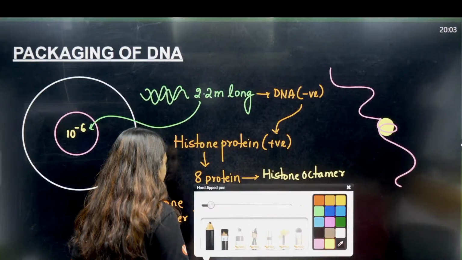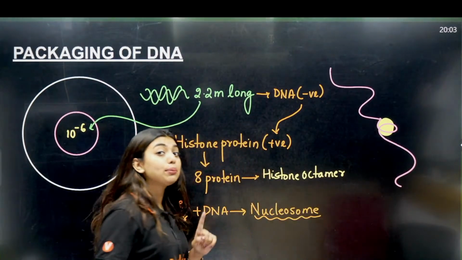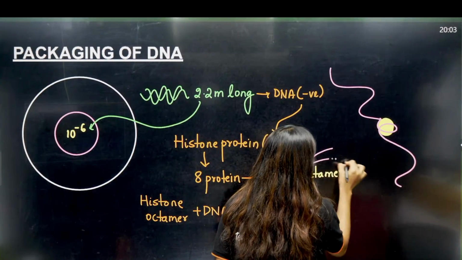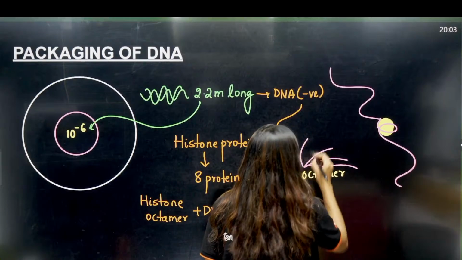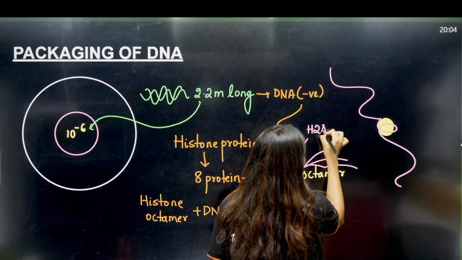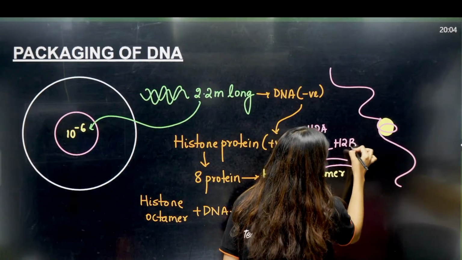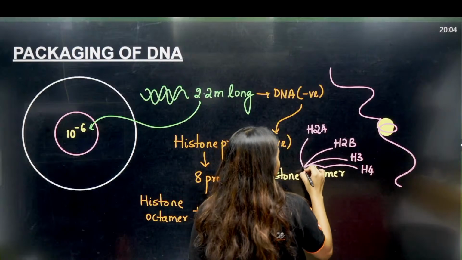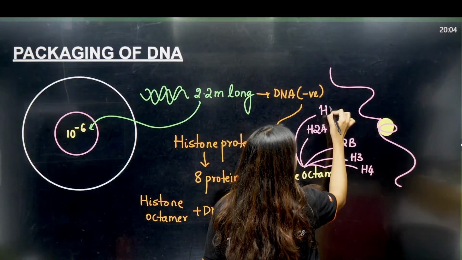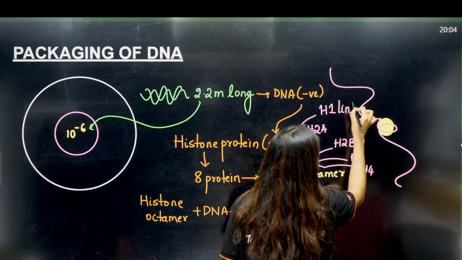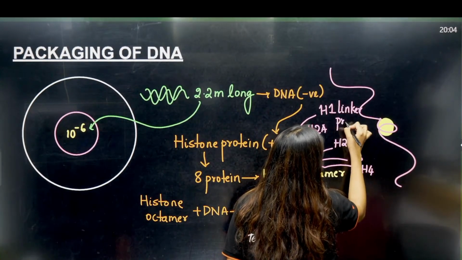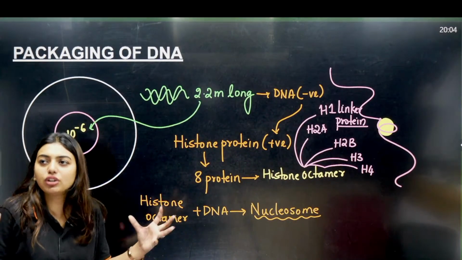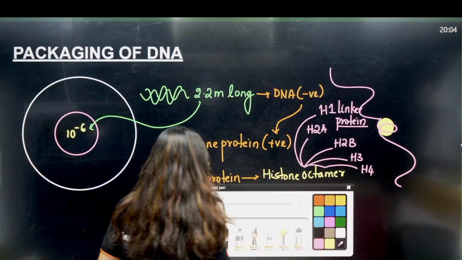So now, students, remember that this histone octamer is not just made up of one protein. There are around 5 proteins which are going to help with this. Who are the 5? H2A, H2B, H3, H4, and at the last in your NCERT there is one more protein given as H1 protein, which is also called the linker protein. This linker protein is going to link everything and keep it together, so it's going to do the linking job.